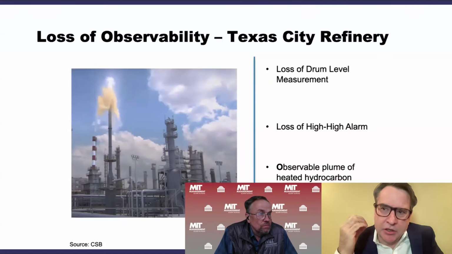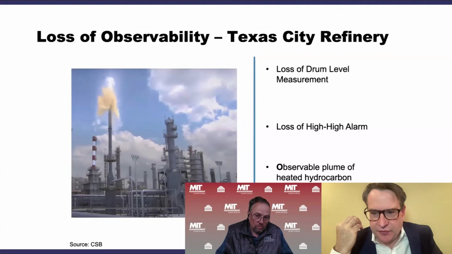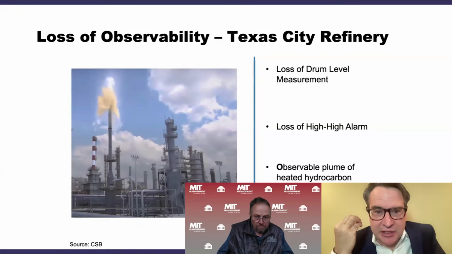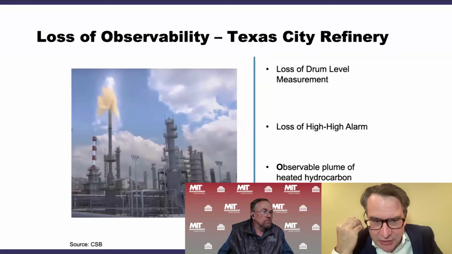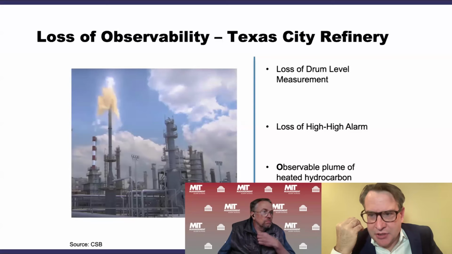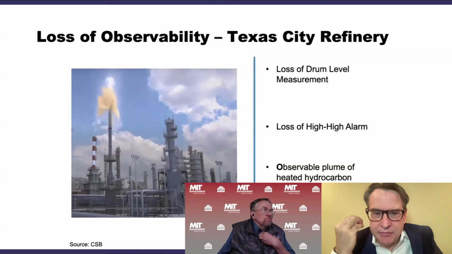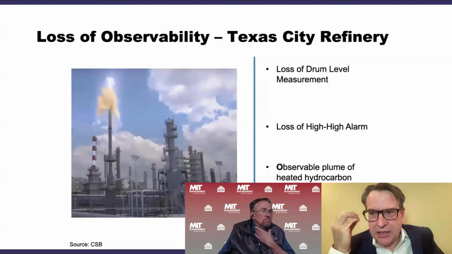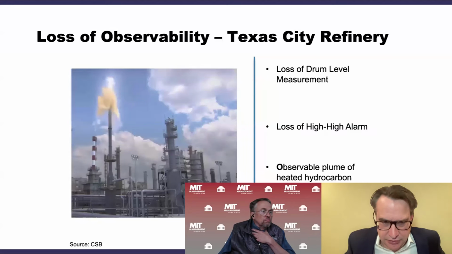Now, here's why it's so important. The system, if it has a problem, it will keep amplifying its voice until it makes itself observable. And that's exactly what happened. And the first observability in this plant was unfortunately when the plume of heated hydrocarbon basically shot out the top of this column. And by that time, there was insufficient time to control or act, right? And it unfortunately led to 15 fatalities.